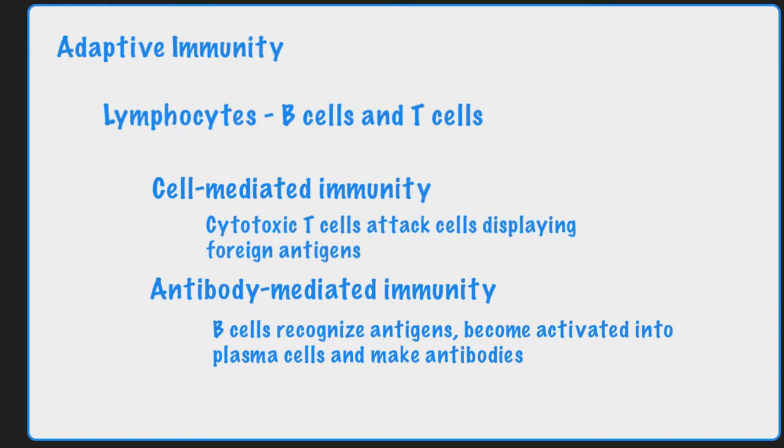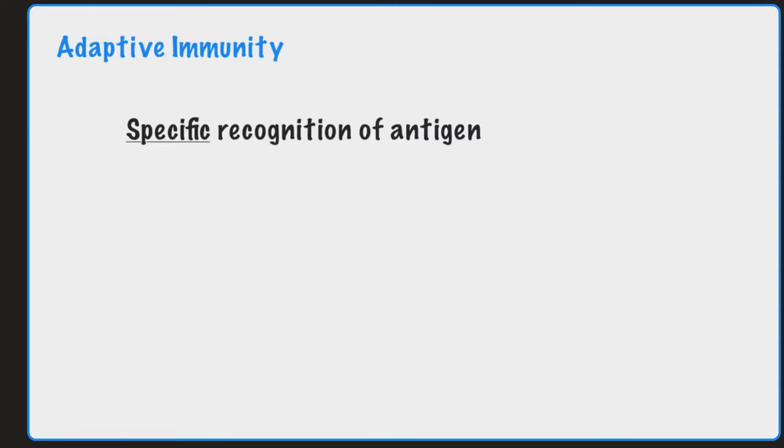So a helper T cell can actually cross over and work in cell-mediated immunity, and it can also help in antibody-mediated immunity as well. The important thing to note here is that in both of these processes, the recognition of the antigen is specific. So whether we're talking about cell-mediated immunity or antibody-mediated immunity, we're talking about a specific binding that is going to occur, a specific recognition. This sets adaptive immunity apart from innate immunity.